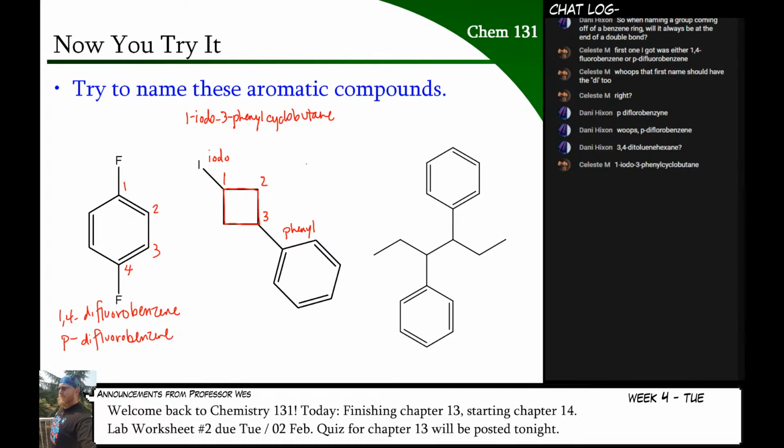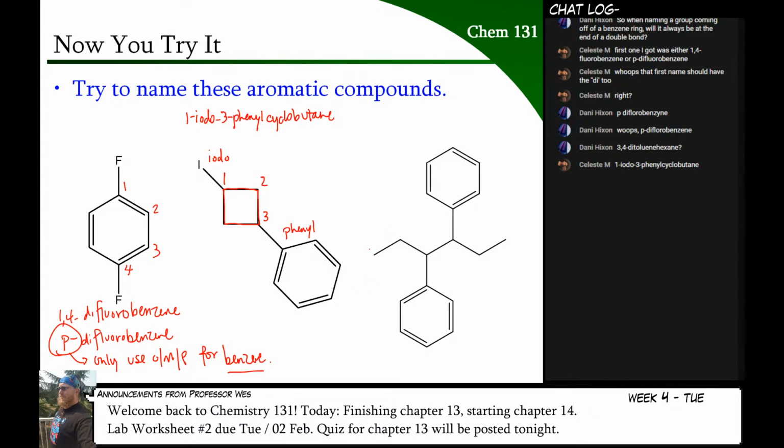Now, very important, you can only use ortho, meta, and para for benzene. Okay? Just because these two things are opposite each other does not make them para, because they're also not 3 groups apart, or 3 spaces apart, I should say. So we only use ortho, meta, and para for benzene rings, not any other of the cyclo groups. Otherwise, I would have already introduced them to you, right?